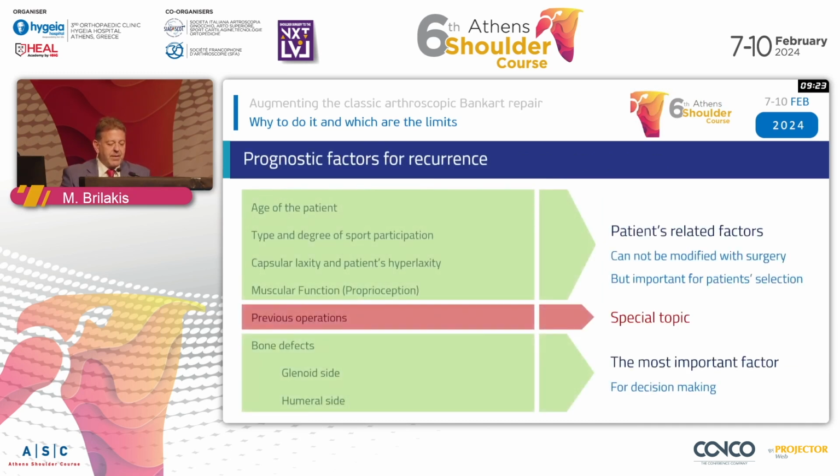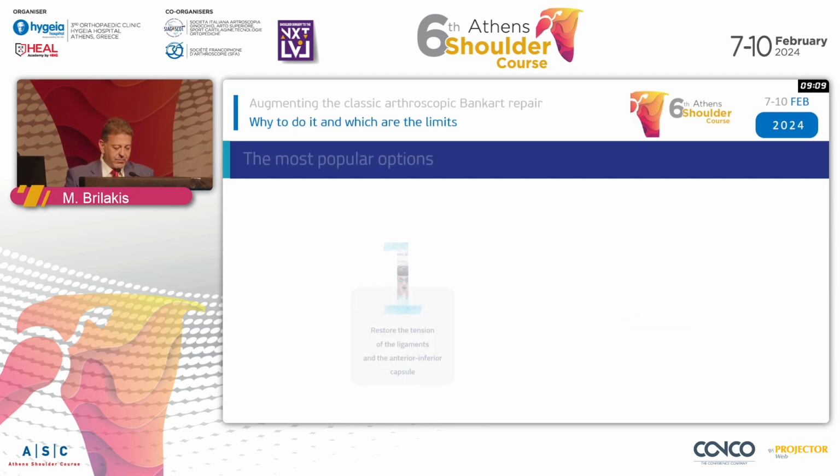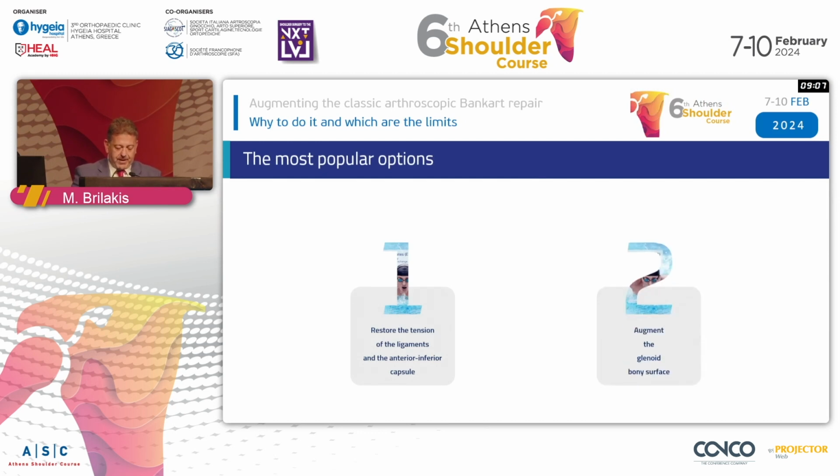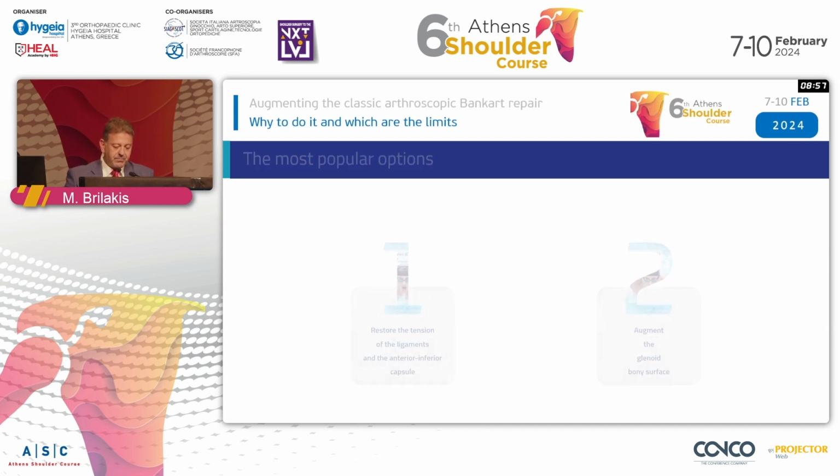And these are the prognostic factors for recurrence. There are patient-related factors. There are previous operations, which is a different topic. And the most important factor for decision-making for the surgeon is the bone defects, as we saw previously here. The most popular option is to repair the Bankart lesion and to augment the bony surface.